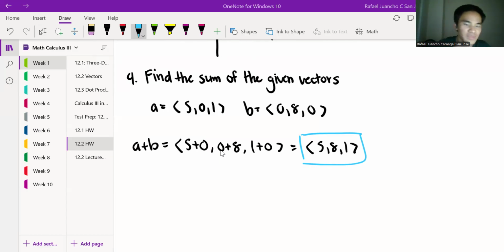Now here, illustrate geometrically. So A starts at 000, and it ends at 501. Right? Oh, so it's that trick again. So I have to think in 3D. Now here I have to think, where do all these places go?